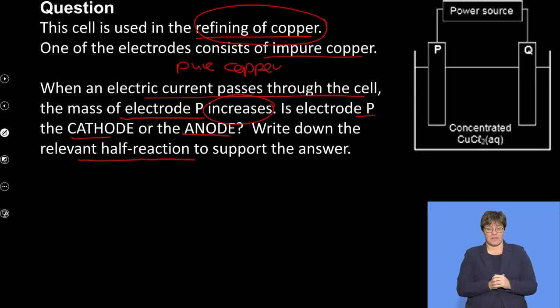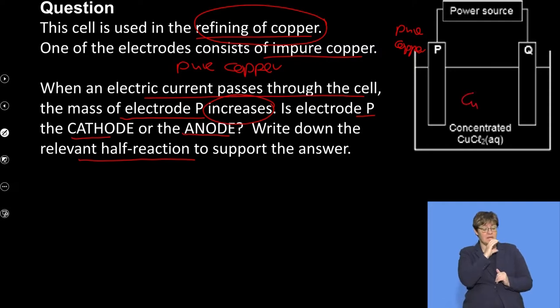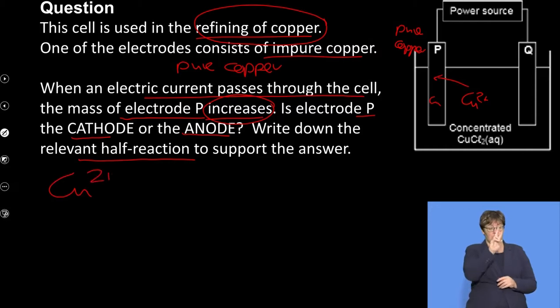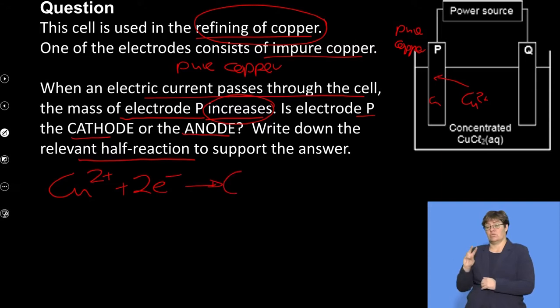We also recognize when we're refining copper, the pure copper is going to be where all the copper is going to be deposited. So I'm going to say P is pure copper. And that means that copper 2+ ions here are going to be changed into copper metal. That deposit is going to cause the increase in mass. And so if I had to write down the half reaction, we're going to say copper 2 plus ions plus 2 electrons are going to form copper metal.